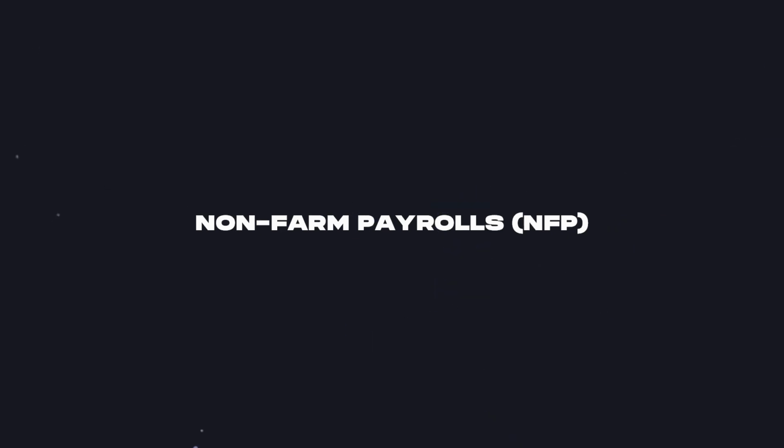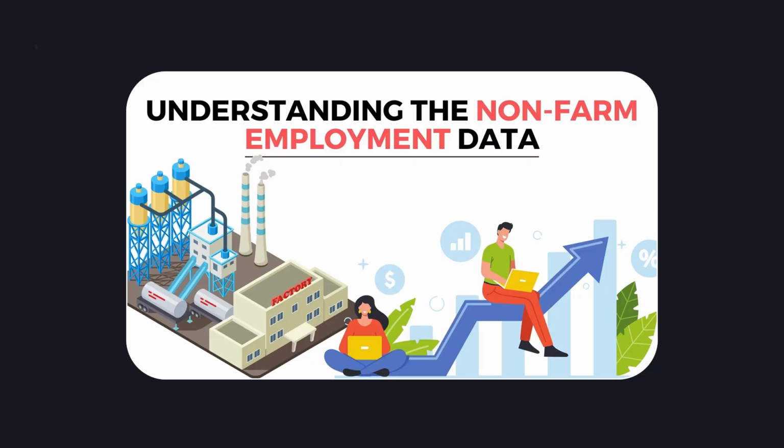Non-farm payrolls. What it means? The non-farm payrolls report, NFP, measures the change in the number of employed people in the US economy, excluding the farming sector. It's one of the most significant indicators of economic health. When employment is rising, it generally indicates a growing economy. Conversely, a sharp decline can signal an economic slowdown or even a recession.